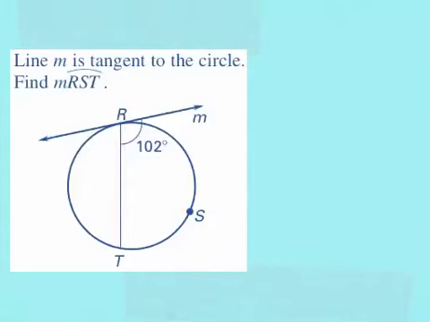An example of this theorem says line M is tangent to the circle, and then it asks us to find the measure of arc RST. Notice the measure of RST would be the arc intercepted by angle MRT, which is formed by the tangent line and a chord. The measure of the angle is 102 degrees, which means the measure of the arc RST is going to be double 102, which is 204.